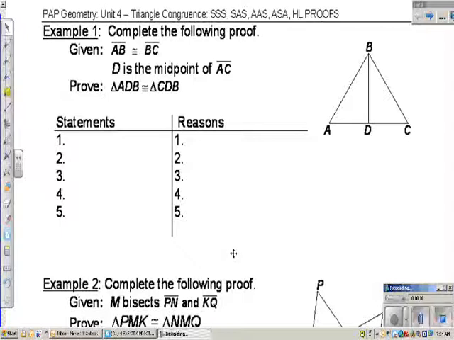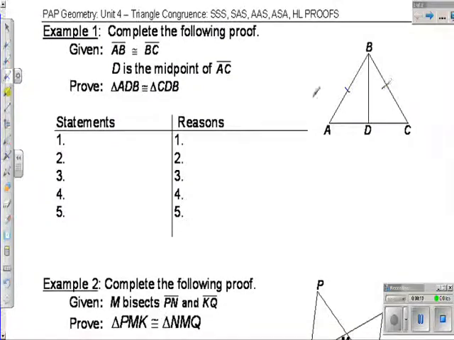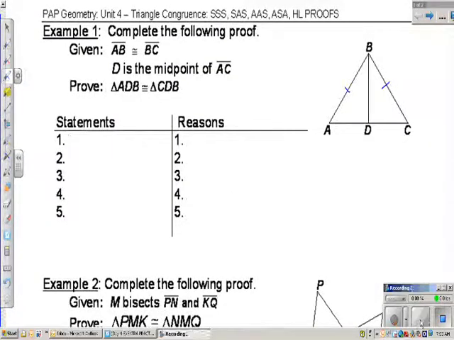Through some practice proofs using the triangle congruence theorems and postulates. Okay, so this first one, you're told that AB is congruent to BC, so I'm going to go ahead and mark my picture, and that's from given. From here, that doesn't tell us anything, so we're going to move on to the next given that says D is the midpoint of AC.